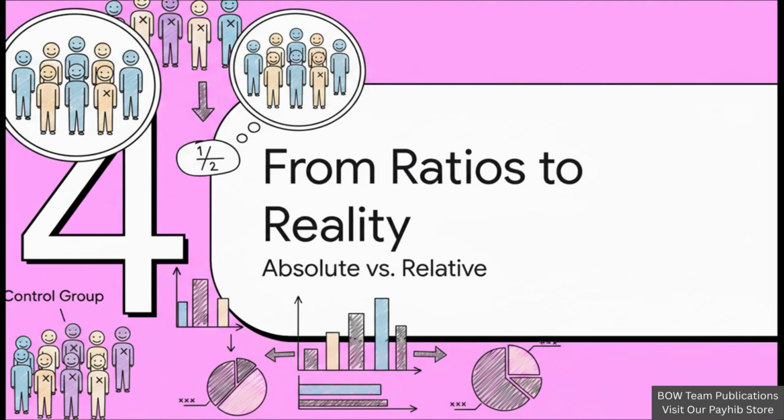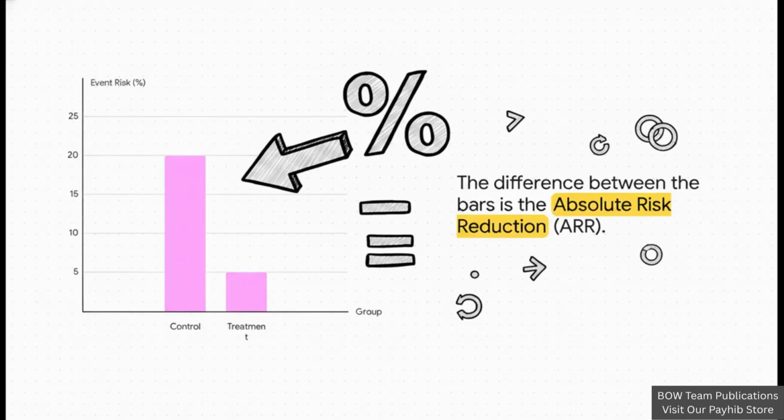All right, so hearing that a new treatment halves the risk sounds amazing, right? But if you're a doctor or a patient, you're probably thinking, okay, but what does that actually mean for me? How many people are we talking about? And that question brings us to something called absolute risk reduction, or ARR. So let's just forget about ratios for a second. This is just simple, old-fashioned subtraction. You take the rate of the bad outcome in the control group, and you subtract the rate from the treatment group. That's it. So in a case like this, the absolute risk reduction is a nice, clean 15%.